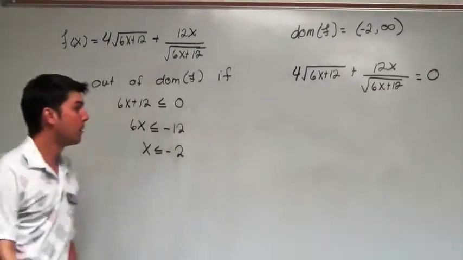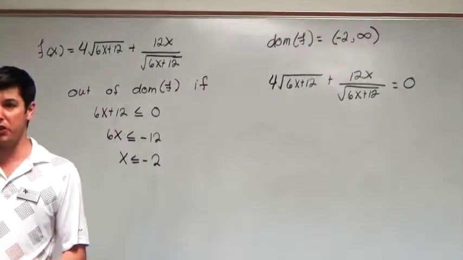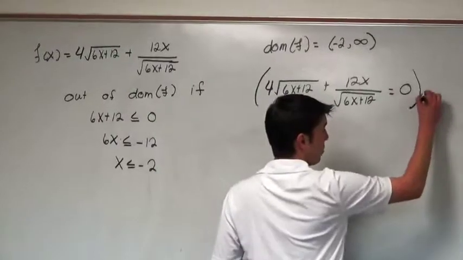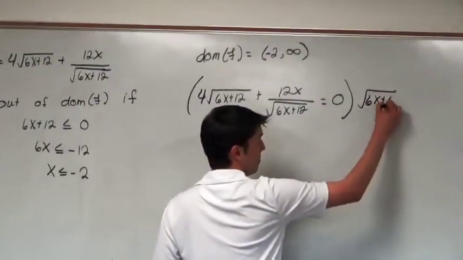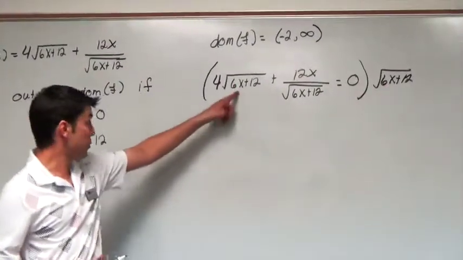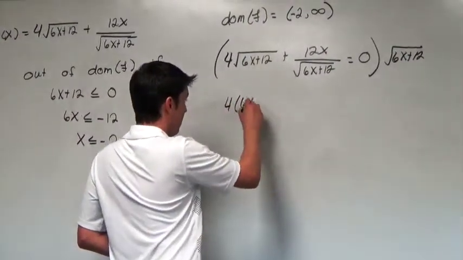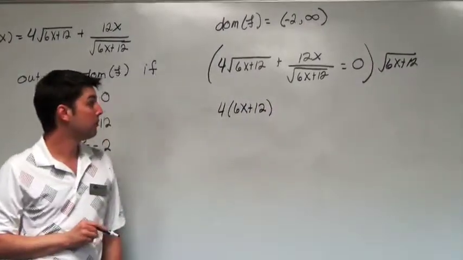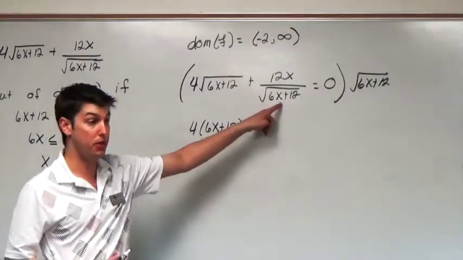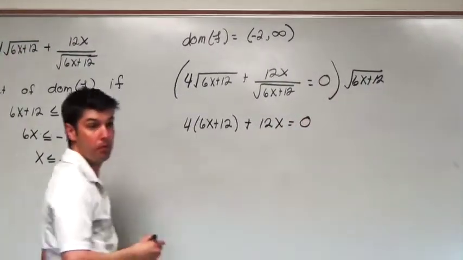And solve. So in general, if you're trying to solve an equation for where it's equal to 0 and you have functions of x in your denominator, what you should do is multiply both sides of the equation by the least common denominator. The least common denominator distributed to the first term on the left. The square roots will cancel out, leaving a 4 and 6x plus 12. The least common denominator times the second term on the left cancels out the denominator, leaving 12x. And anything times 0 is 0.